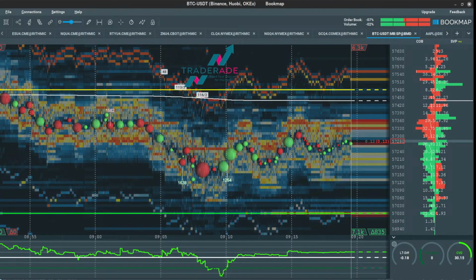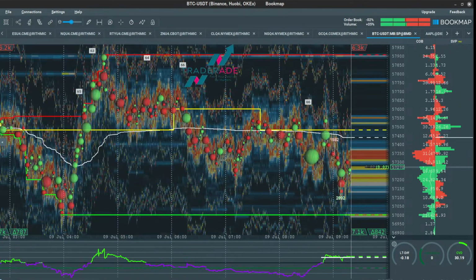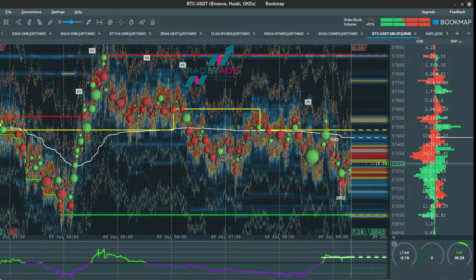And then we have everyone's favorite speculative vehicle. And no, I'm not talking about GameStop. I'm talking about Bitcoin. Bitcoin's been on a bit of a perilous journey recently, hasn't it? And it seems like it's trying to form a bottom here, but we'll just have to watch and wait.